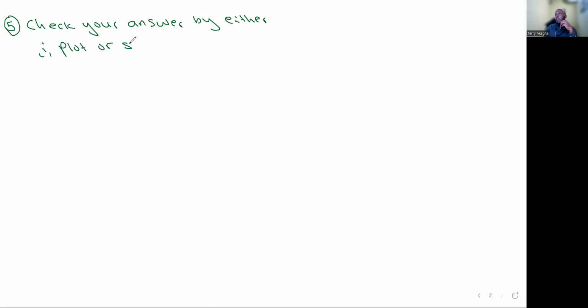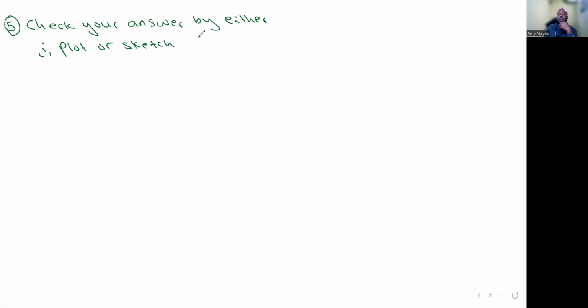Then when you're done, you have step 5. Then you check your answer. As I told you, you can check your answer by either drawing the graph or plotting it. Like I said, a sketch is not going to be exact, but gives you a rough idea. Plotting is going to give you exact values, okay? So it depends what you want to do.